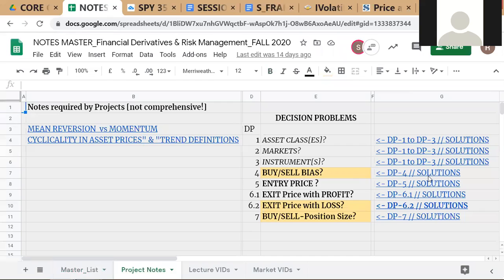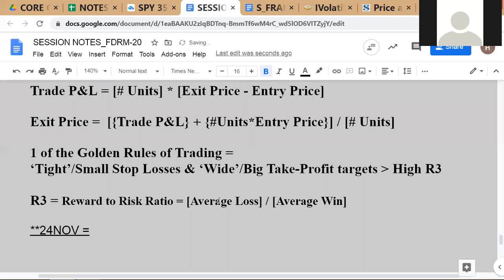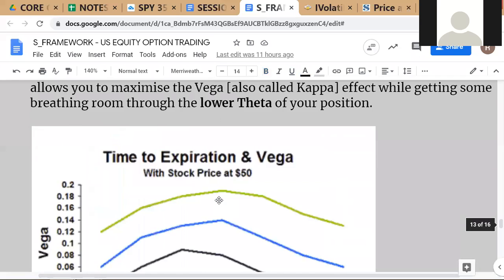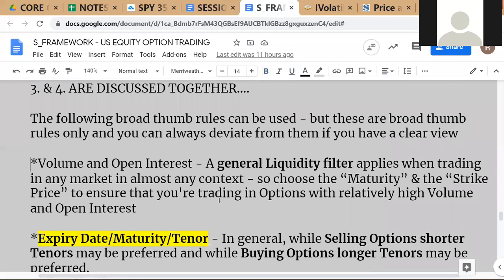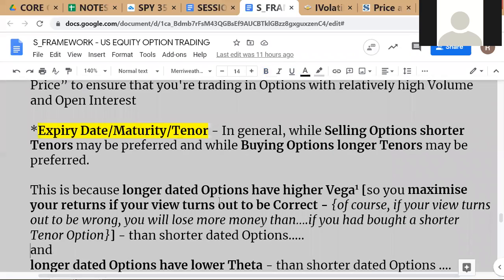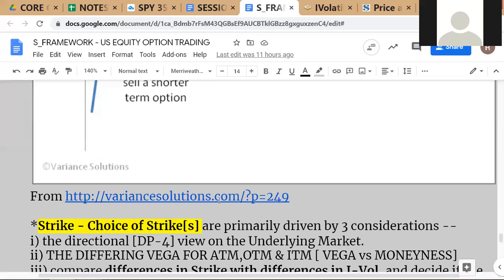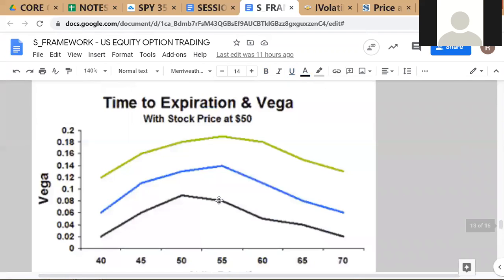Under this buy-sell umbrella for option trading, there are four decision problems, whereas in spot trading, there's only one, just to decide the buy-sell bias. So under options, you have to decide whether you're a buyer or seller of options, whether you want to buy and sell call or put options, and you also have to decide the expiry date and the choice of strike. Okay, so you got these in yellow: expiry date, choice of strike, and these should be taken in sequence.